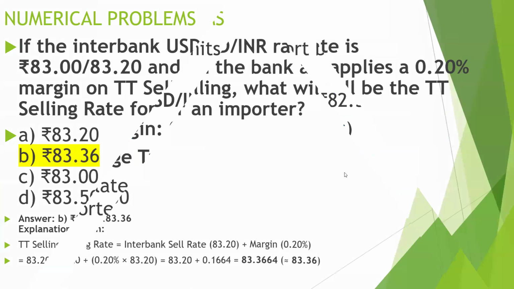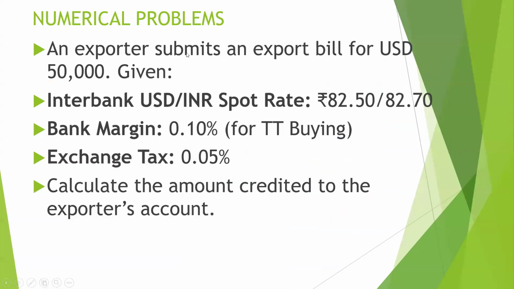Okay, let's see the next question. An exporter submits an export bill for USD 50,000. The interbank USD INR rate is given as 82.50, 82.70, and the bank margin is 0.10%. Exchange tax is also added, 0.05%. Now you have to calculate the amount credited to the exporter. What amount will be credited in the exporter's account? Just pause the video and calculate your figure, friends, and then you can come for the correct answer.